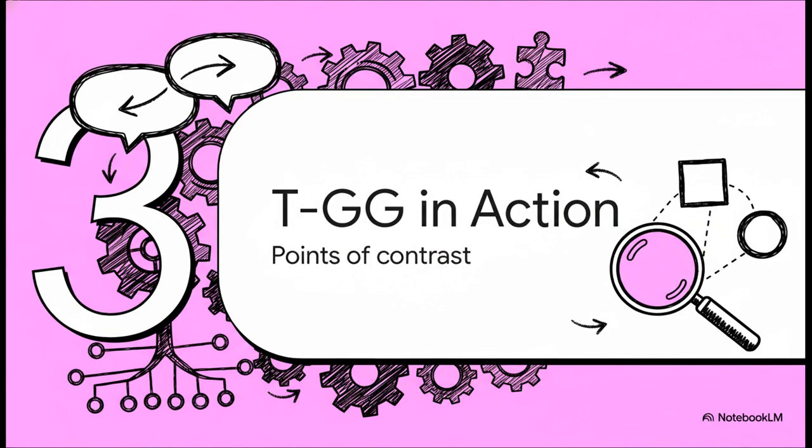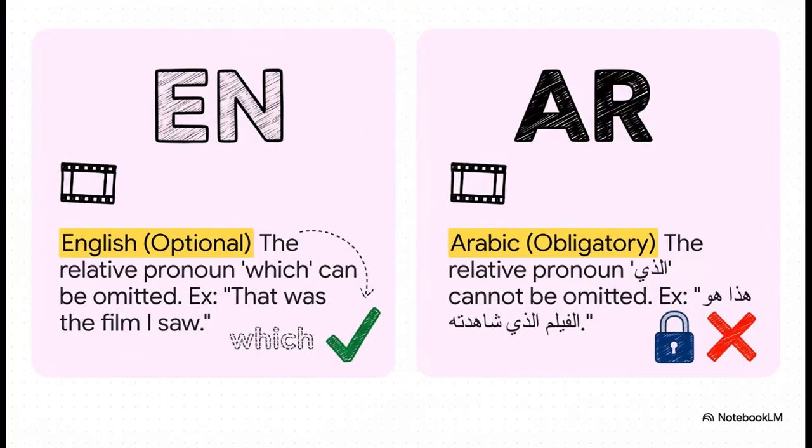Okay, so now that we have this model, we can really start to zero in on the exact grammatical points where languages diverge. Let's look at a few specific examples of TGG in action. One of the biggest points of contrast is how rules get applied. For example, in English, including the relative pronoun "which" is often optional.